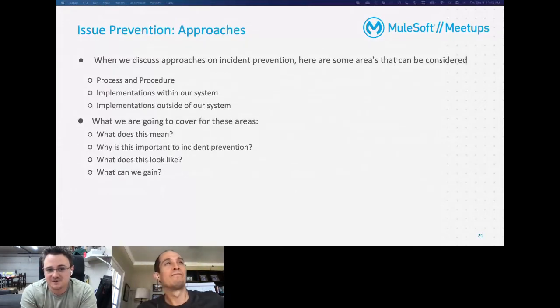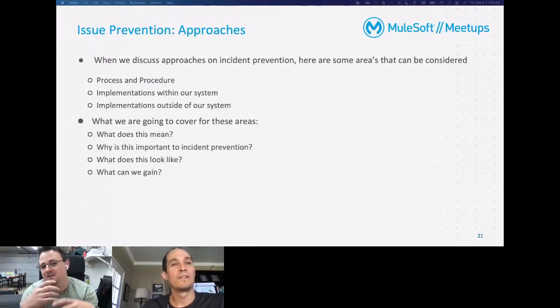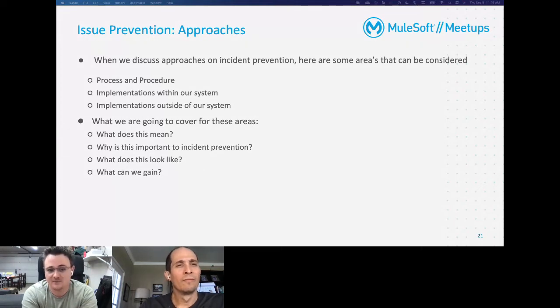So what are some approaches to this issue prevention? Here are some areas that can be considered: process and procedure, implementations within our system, and implementation of our system. When I'm speaking of our system, I'm talking about our integration layer in this particular case, our Anypoint network, and the components that are utilized specifically for our MuleSoft implementation. So what are we going to cover? What does this mean specifically? Why is it important to our prevention process? What does this look like as an example or as a tool set, and what can we gain?